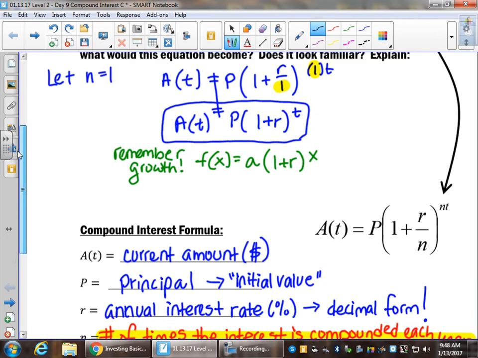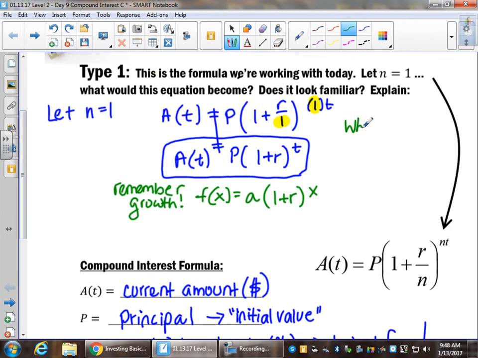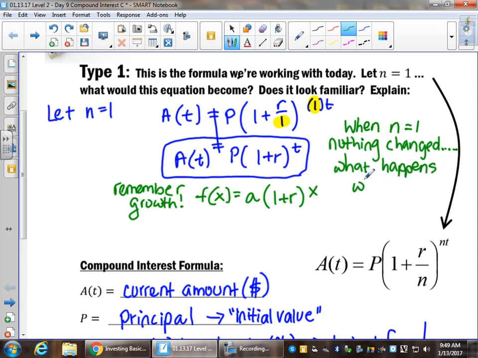Up here, let's write a little note. When n equals 1, did anything change about the formula? No. Nothing changed. What happens when n is something else? When n equals 1, we just showed ourselves, nothing changes. We're right back to the exponential growth we know. What happens when n is something else?